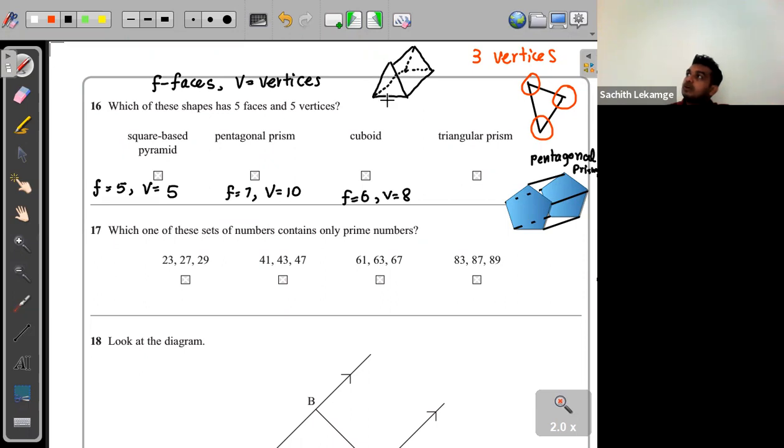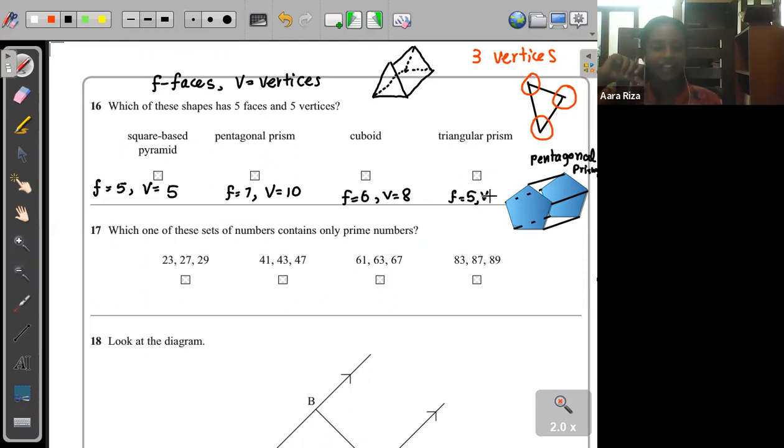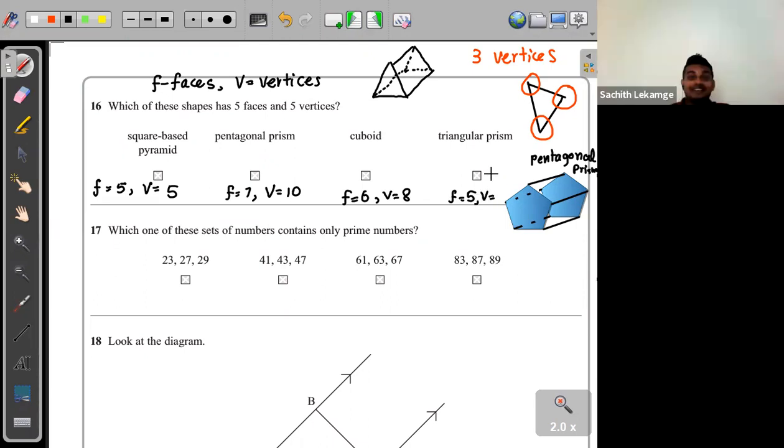How many vertices? 1, 2, 3, 4, 5, 6. Faces 1, 2, 3, 4, 5. The Toblerone. Exactly. The best example is Toblerone.